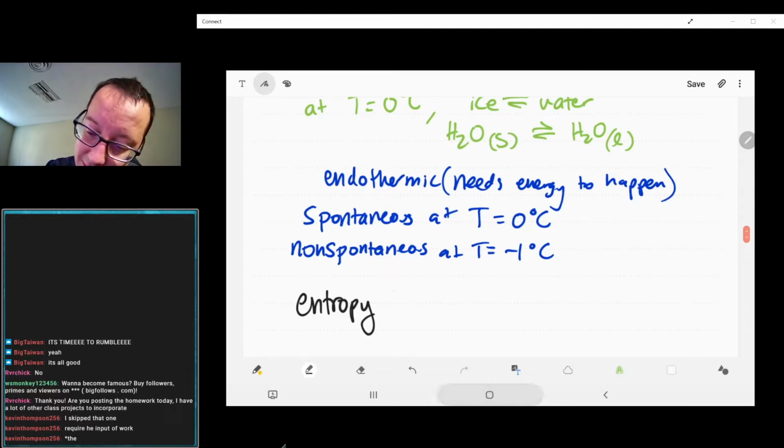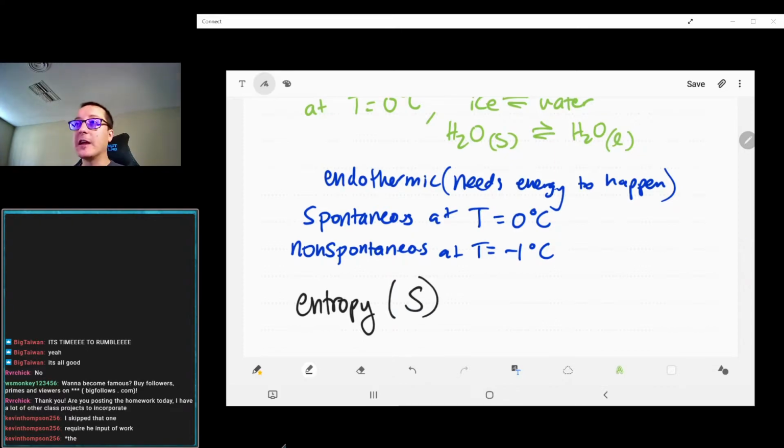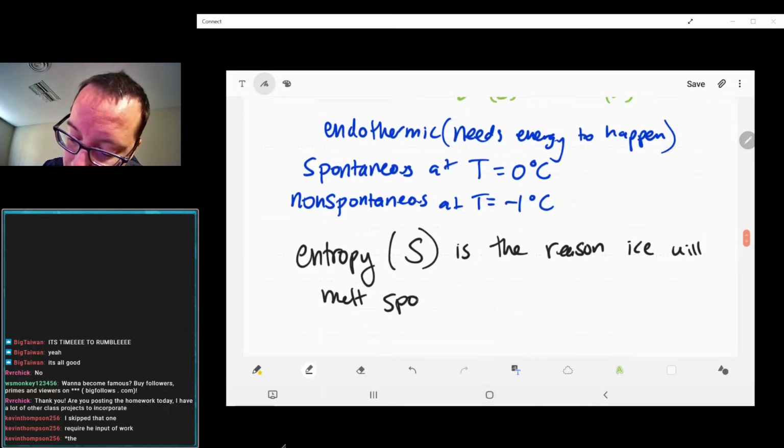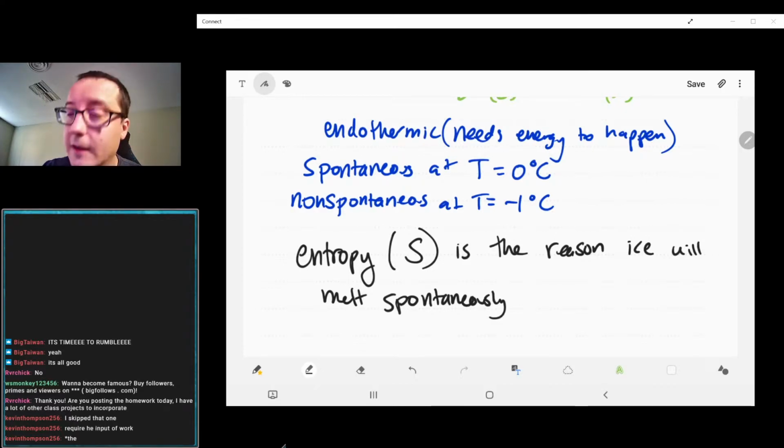Entropy, which is denoted by the letter S. We're going to see that that is the reason ice will melt spontaneously in spite of some process being endothermic.